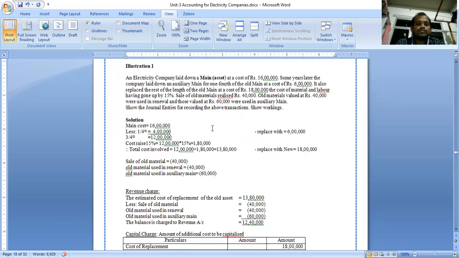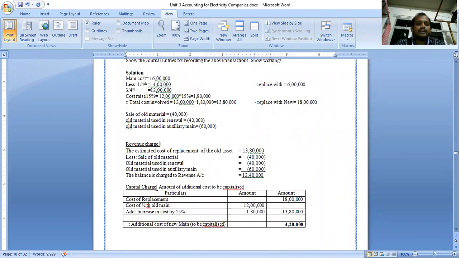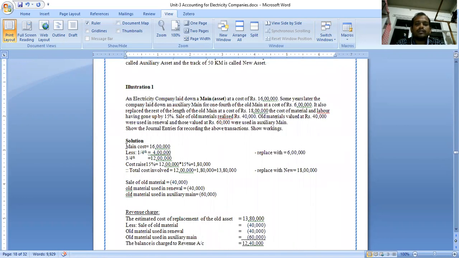Okay. To solve this, we have to find out the revenue charge and the capital charge. So first of all, we'll mention all the details given in the illustration. So main cost 16 lakhs. Out of this, one fourth, in the sense 4 lakhs, replaced with 6 lakhs, and 3/4 is 12 lakhs. See, the cost of material and labor having gone up by 15%. So at the time of replacement, these are the things we have to carefully observe. The cost rise, we have to calculate against the 3/4 of replacement asset.